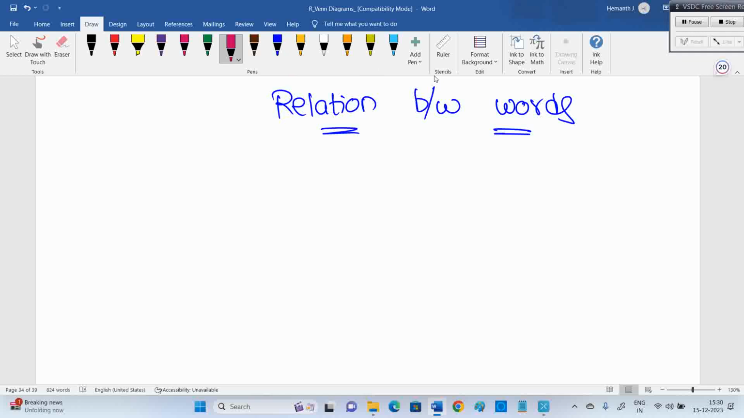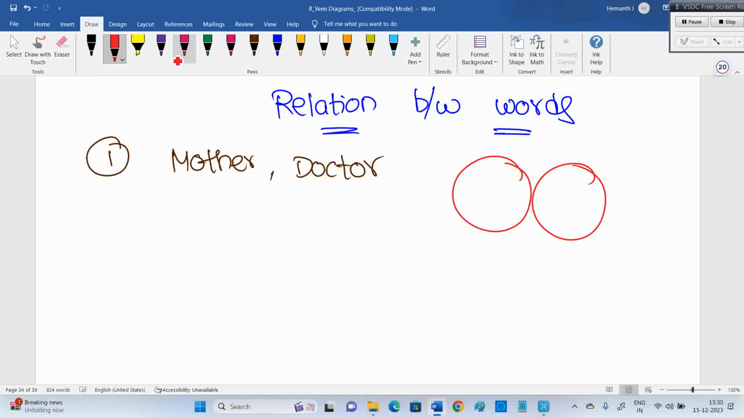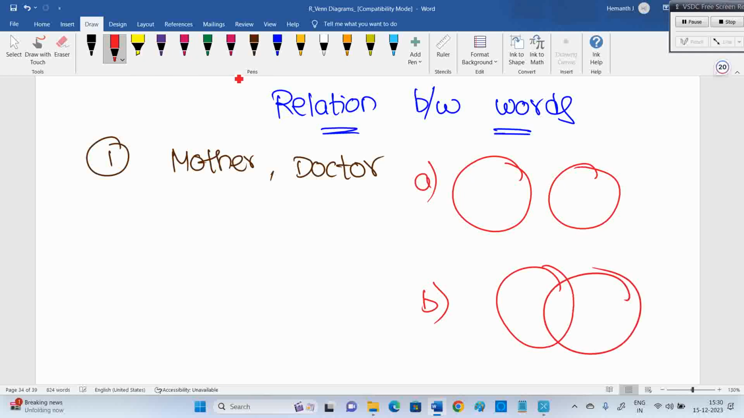Related to those words, the connection we need to show in the diagram. So we'll start with a very basic thing, let us say, mothers, comma, doctors, or mother, comma, doctor. Now, I'll give some diagrams here. You let me know which is the correct suitable diagram for this mother and doctor. This is option A. Both are not connected. Mother and doctor are not connected. The second one is this. The third one is this.